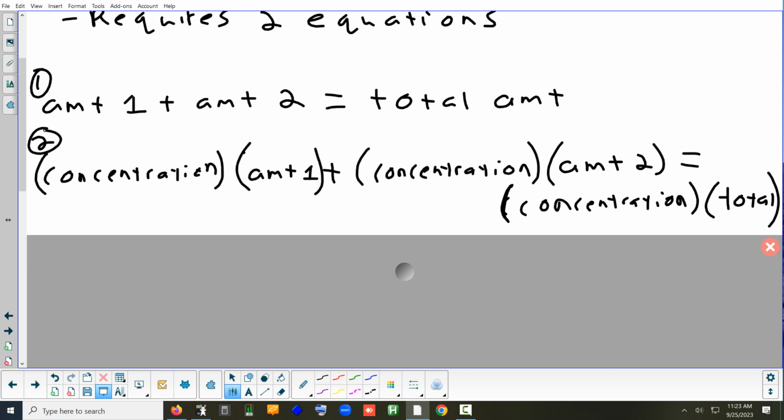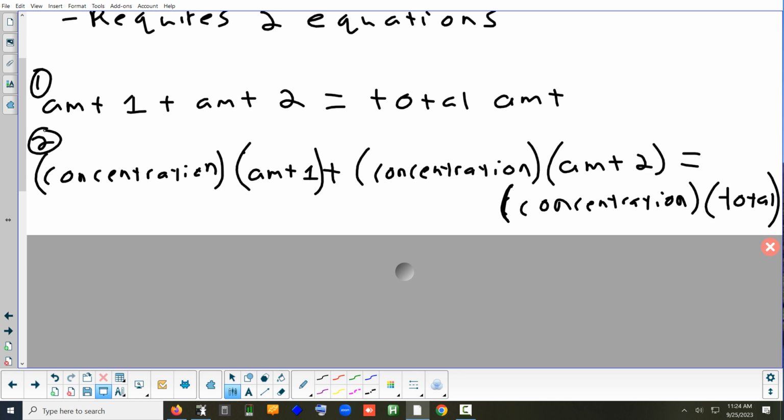0.12. Yep. So this is your first concentration times how much of that liquid you use, usually X. This is your second concentration times how much of that liquid you use, usually Y. And then this is your final concentration, which is given in the problem. And this is the total amount of liquid that they want you to make. And that's given to you as well.